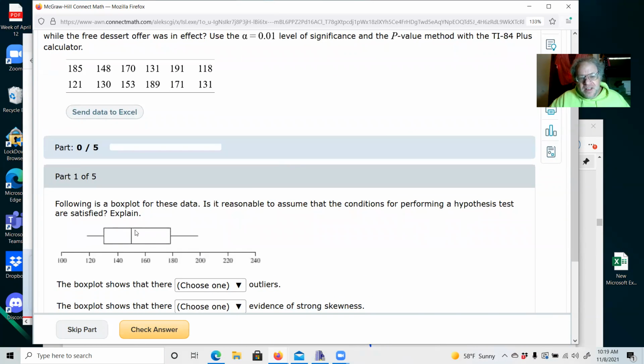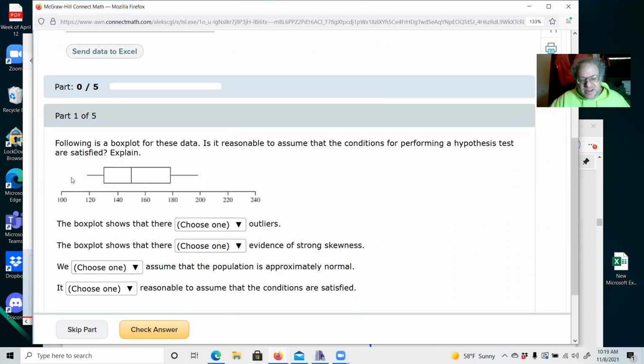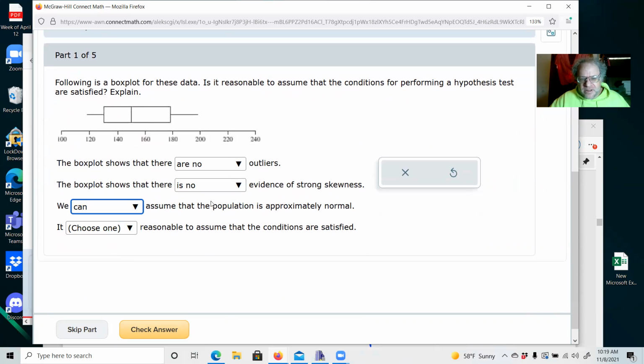Okay. Oh, see, this one is far less of a concern, and again, I scrubbed this part out, but this isn't really that skewed. So there are no dots out here, so there are no outliers. There's no evidence of strong skewness. Okay, so we're going to say we can assume the population is normal, and it is reasonable that the conditions are satisfied. If I was going to ever put one on here that made you do all of this, a box plot would be far more likely of something I would deal with.